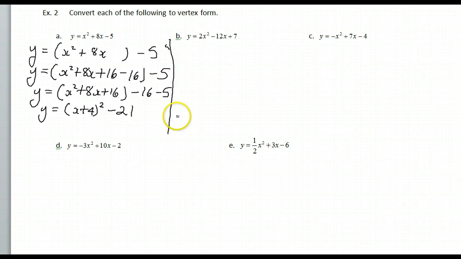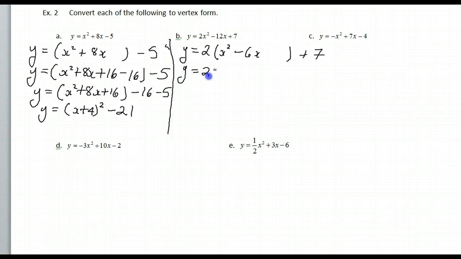Next up, part B, y equals 2x squared minus 12x plus 7. First step is to factor out the 2 from the x squared and the x term, again leaving space, plus 7. Now we're going to complete the square, so 2x squared minus 6x. Half of 6 is 3. 3 squared is 9. So in the set of brackets, I'm going to add 9 and also subtract 9.